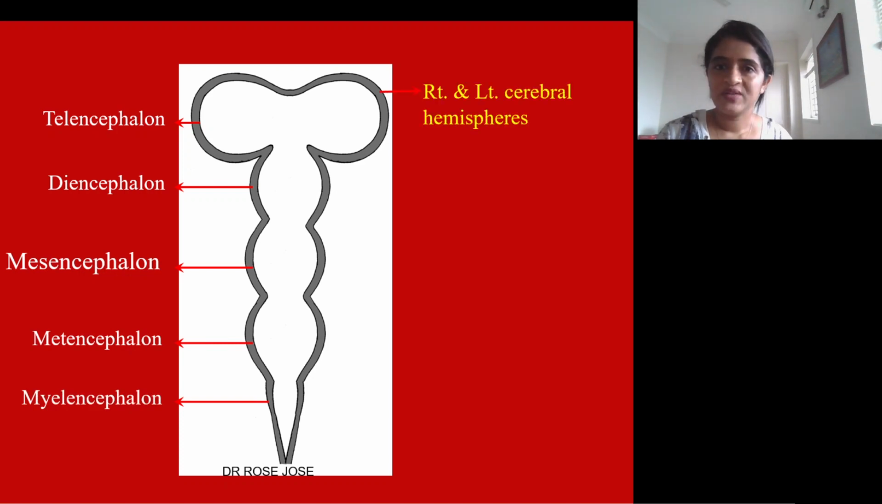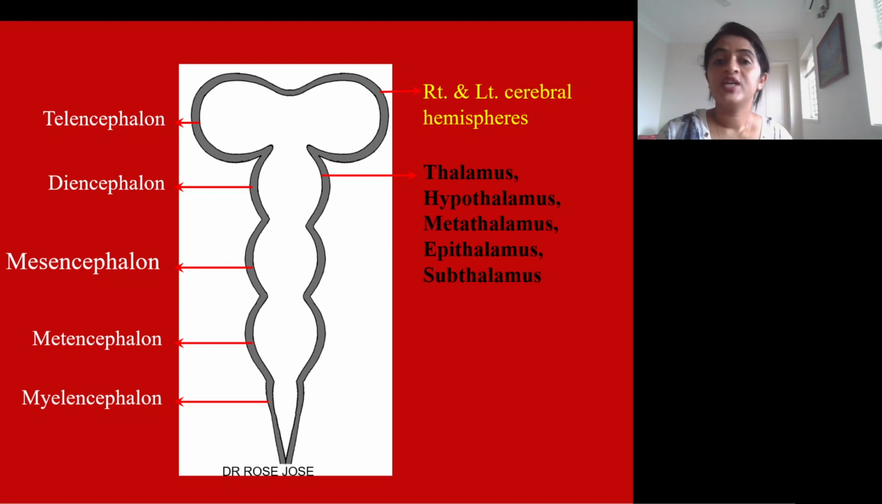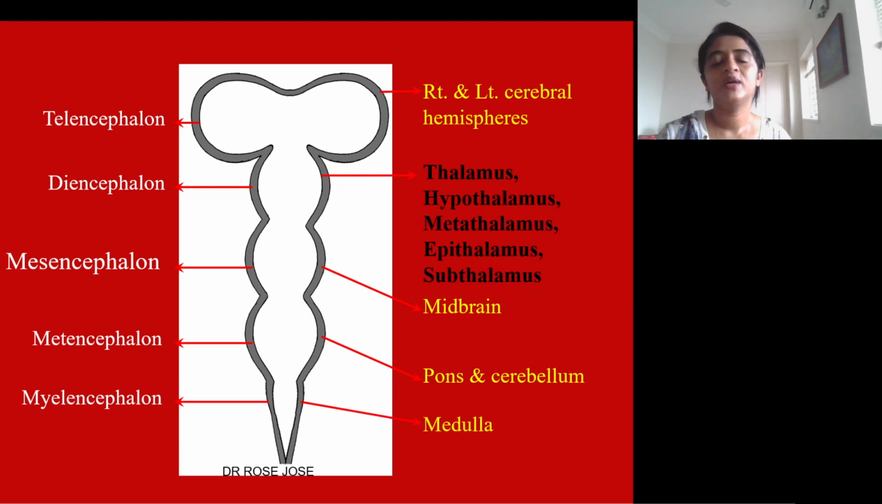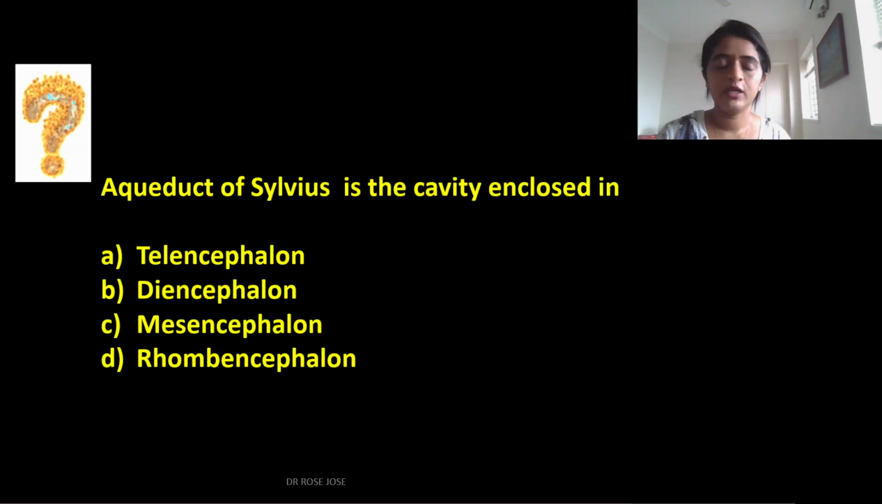Telencephalon forms the right and left cerebral hemispheres. Diencephalon forms the thalamus, hypothalamus, metathalamus, epithalamus and subthalamus. Mesencephalon forms the midbrain. Metencephalon forms the pons and cerebellum, and myelencephalon finally forms the medulla and spinal cord. The remaining part of the neural tube forms the spinal cord.